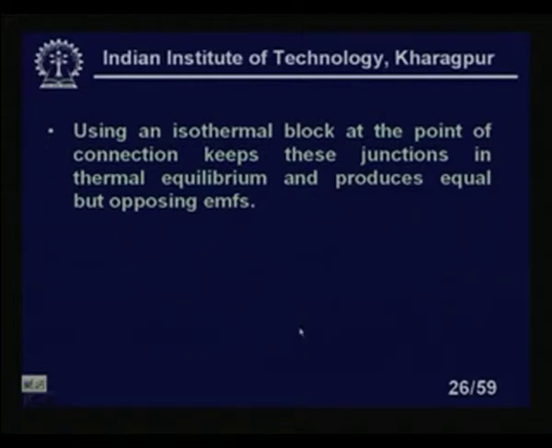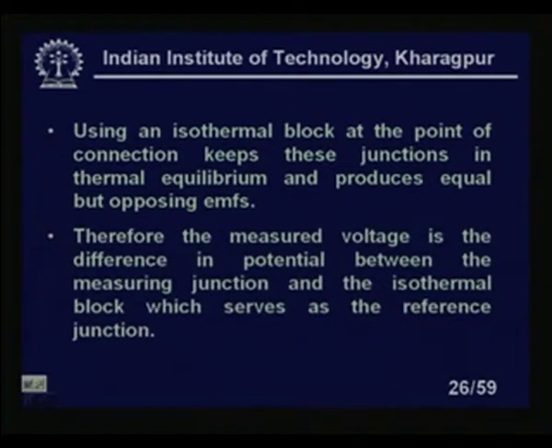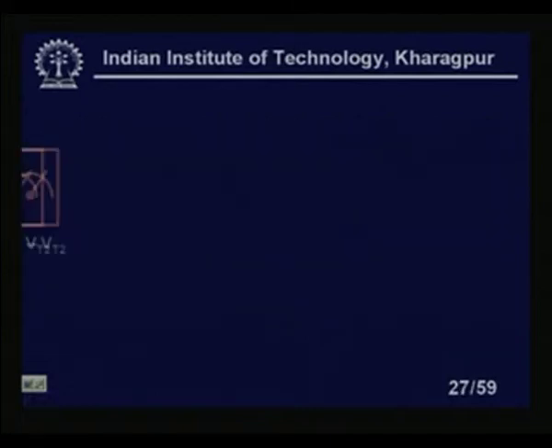Using an isothermal block at the point of connection keeps these junctions in thermal equilibrium and produces equal and opposite EMF, so they cancel and will not come into the net output voltage or net EMF. Therefore, the measured voltage is the difference in potential between the measuring junction and the isothermal block, which serves as the reference junction.